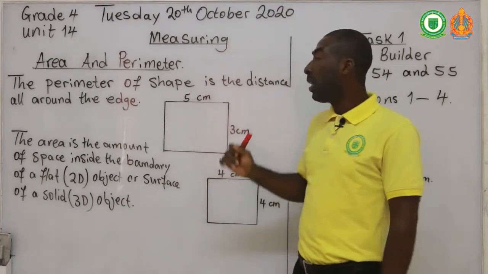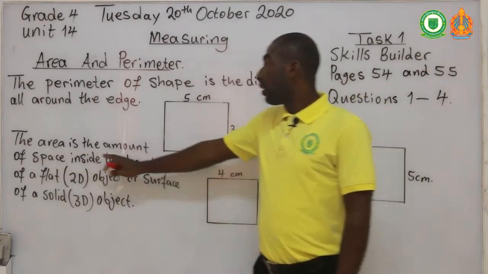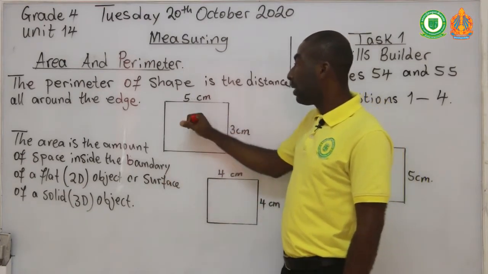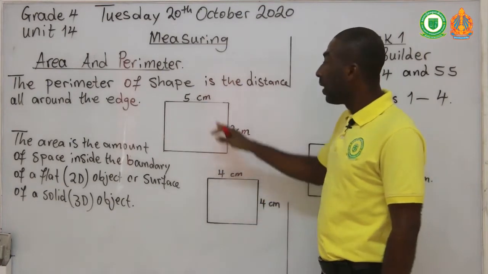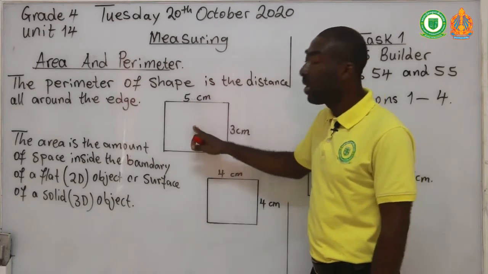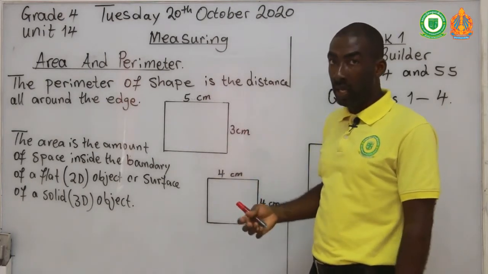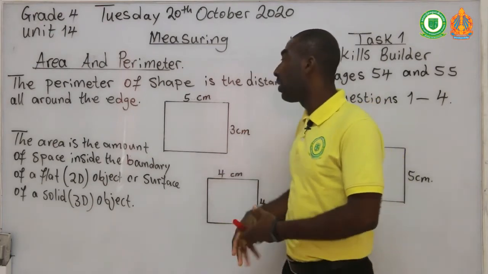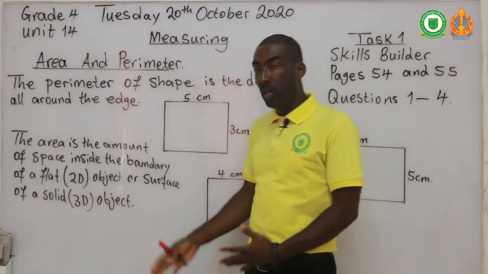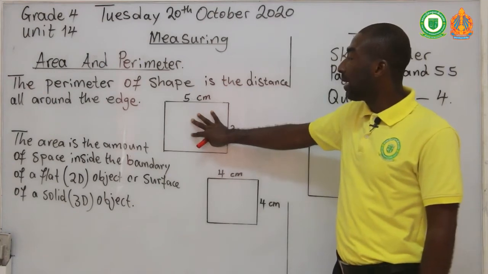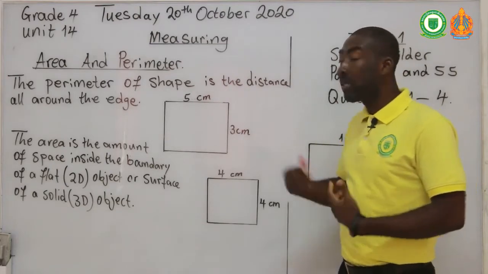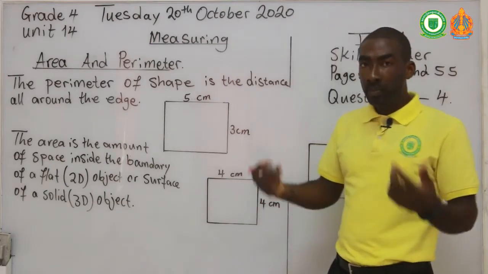Now in the case of the area, it is the amount of space inside the boundary, okay? When you look at this shape and this particular shape as well, the total amount of space that you see here is what we call the area. It's the space within the boundaries of either a 2D object or a surface of a 3D object. It could be a square, a rectangle, a triangle, or a circle, any surface of a 3D shape.